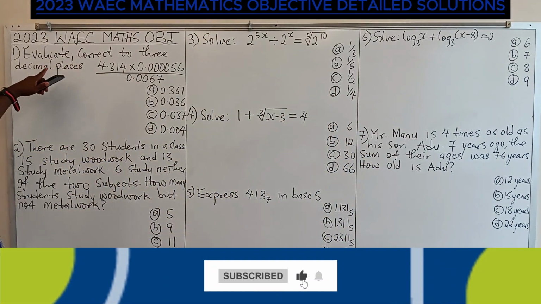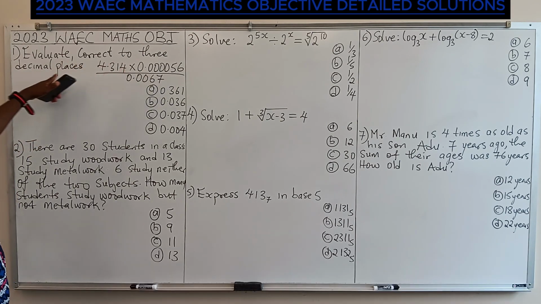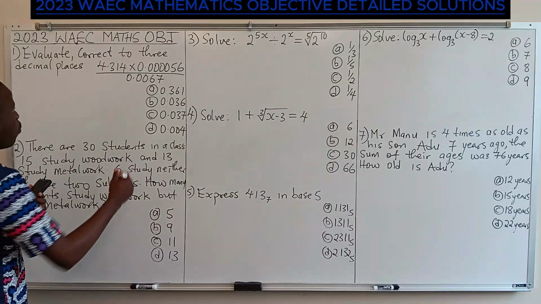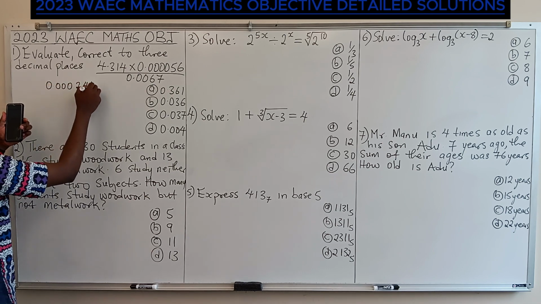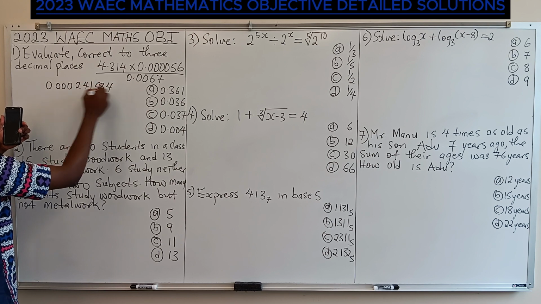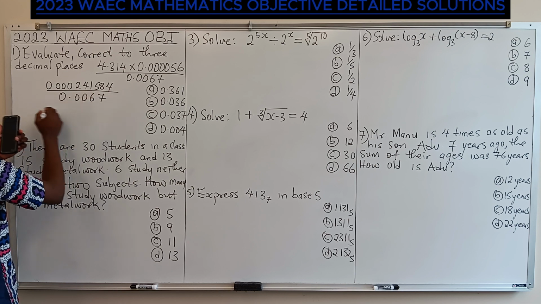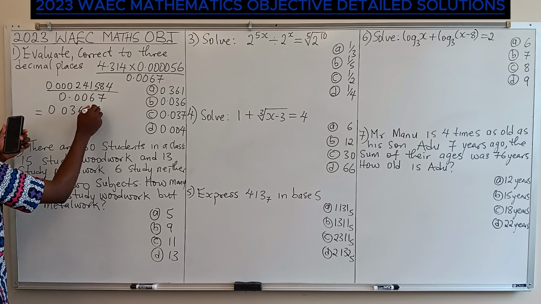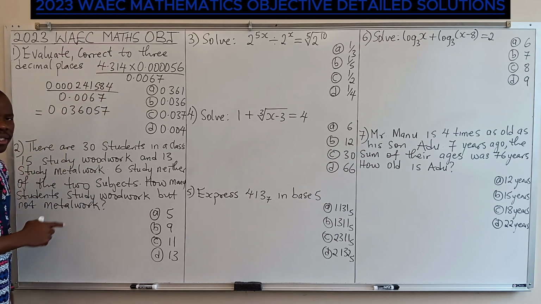So the first question says evaluate this product correct to 3 decimal places. So the first thing we'd like to do is to multiply the numerator. When we multiply the numerator, we'll have 0.000241584, and when we divide it by the denominator, we'll have 0.03605 and the rest. To approximate it to 3 decimal places.